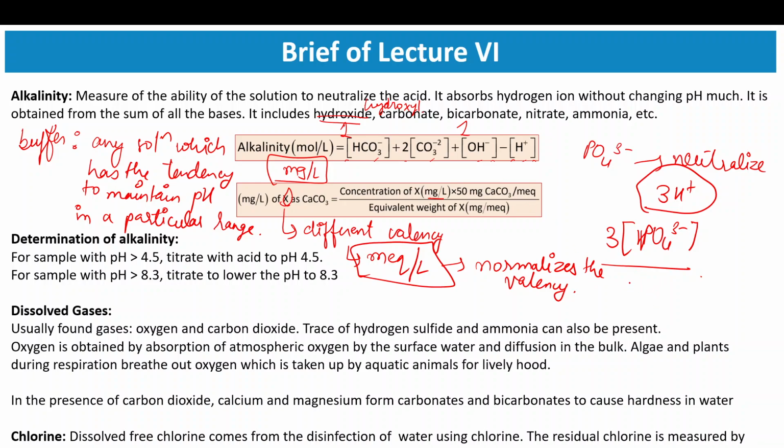So, how is it obtained? 100 is the molecular weight of calcium carbonate, which has valency 2, right? So, to obtain the milli equivalent weight, we have 100 by 2, which is 50. Okay, is it clear so far?